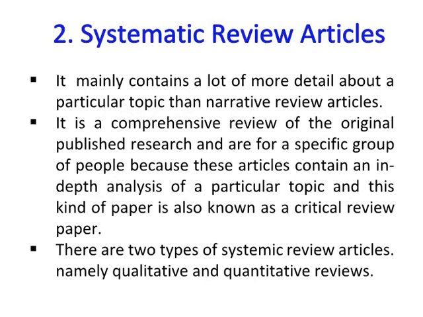Number 2 is systematic review articles. It mainly contains a lot more detail about a particular topic than narrative review articles. It is a comprehensive review of the original published research and is for a specific group of people, because these articles contain an in-depth analysis of a particular topic, and this kind of paper is also known as a critical review paper. There are two types of systematic review articles, namely qualitative and quantitative reviews.